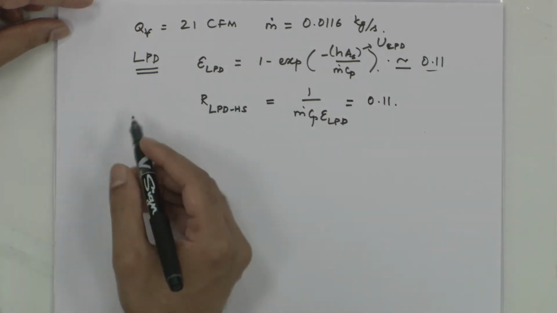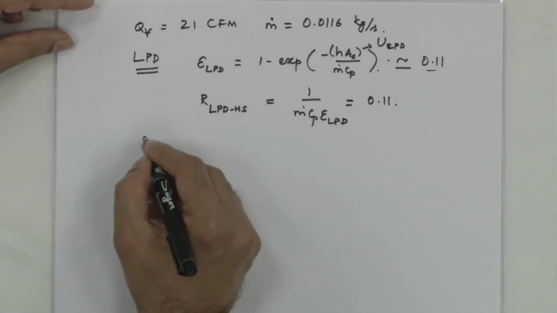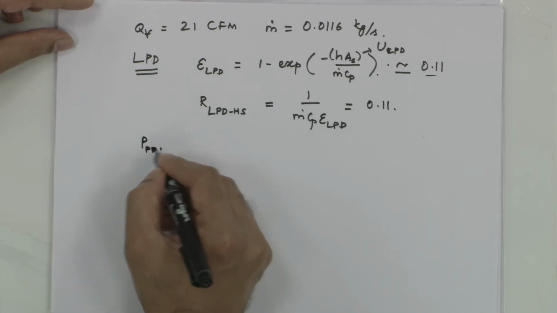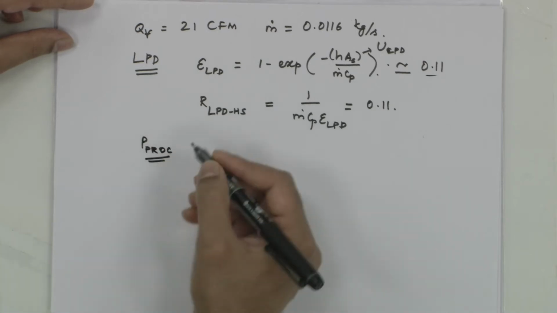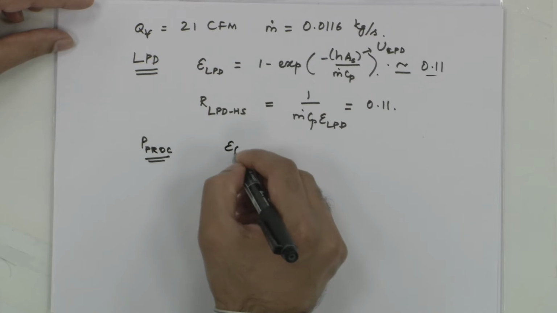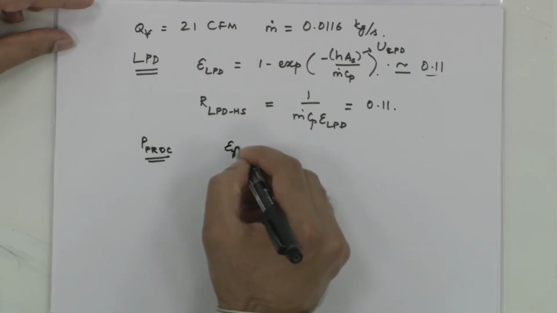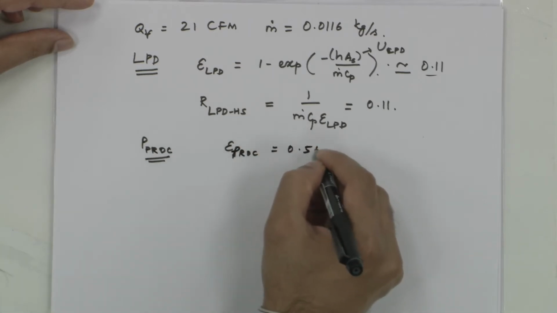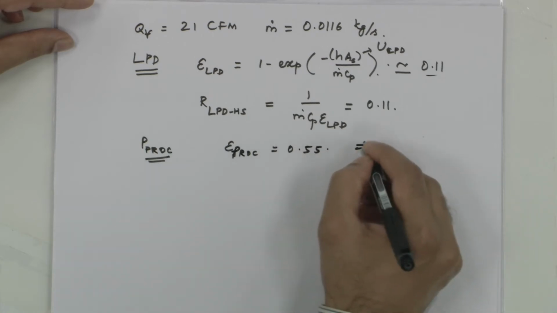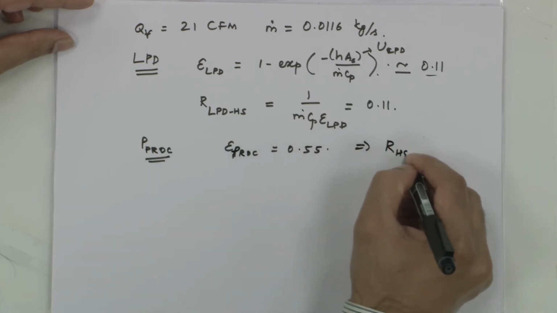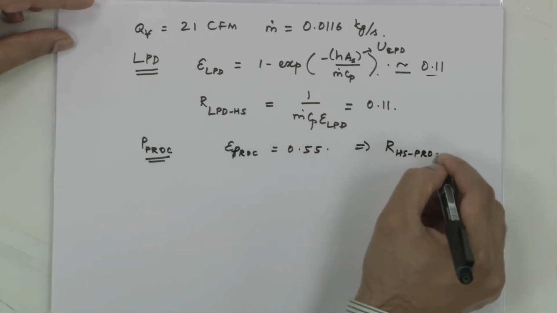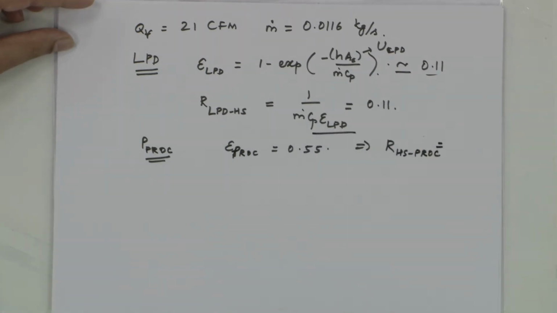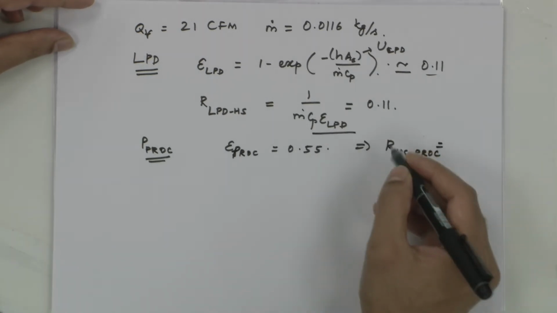On the other hand, for the processor, the effectiveness is already given as 0.55. So, the heatsink resistance for the processor can be easily calculated using the same relationship, substituting for the processor. We should be able to get that.